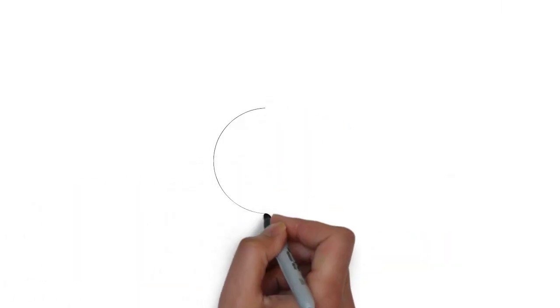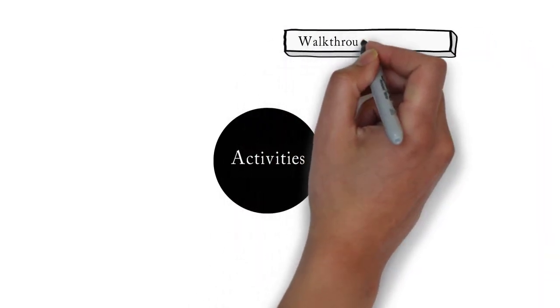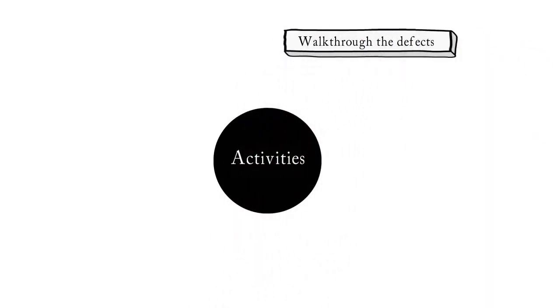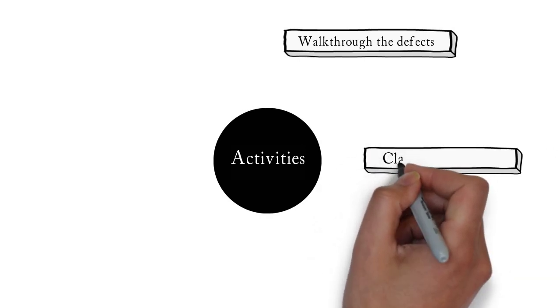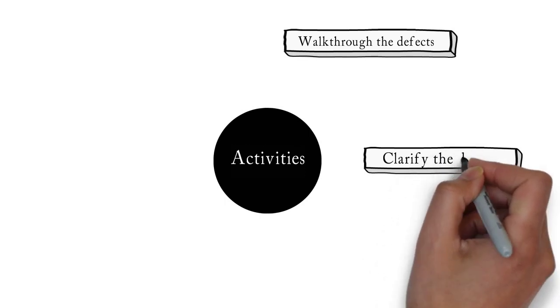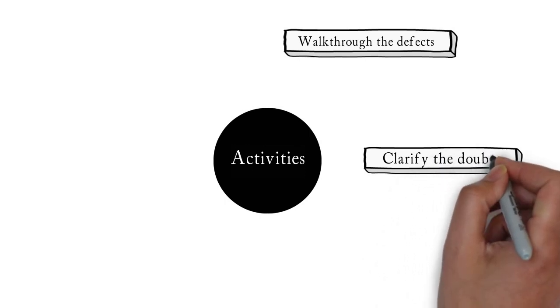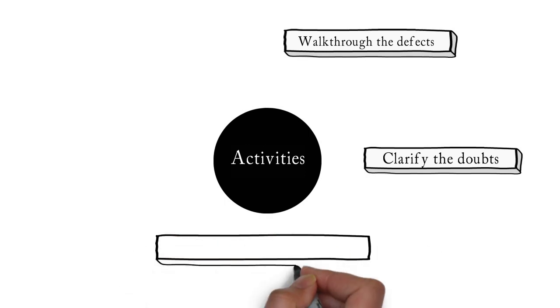There are different activities involved in a defect triage. The first activity is walk through the defects. As participants from all the teams are available for a defect triage meeting, they discuss the details of the defect, and if any kind of clarification is required from any of the parties, that would be discussed in the meeting and the items would be clarified. So the second component is clarify the doubts.